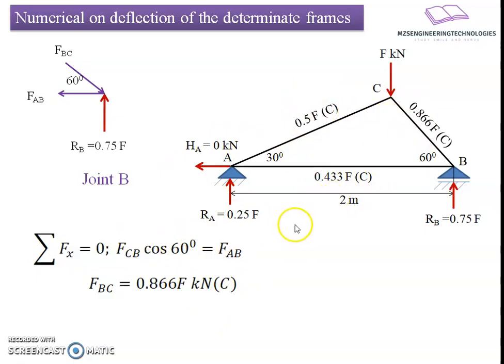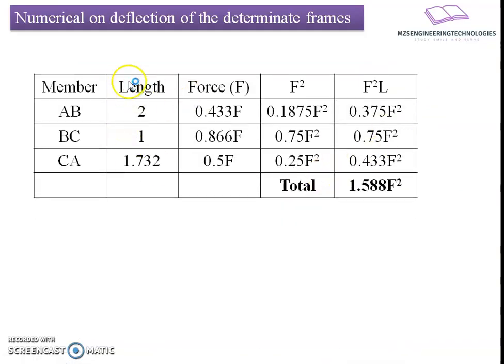Now I'll move on to finding the deflection. For this, I will use the concept of strain energy. I will put all the values in tabular format. The very first column will be members AB, BC, CA. The second column will be the length. The AB member length is given as 2 meters, BC we have found to be 1 meter, and CA length is 1.732, which we found using triangular properties.